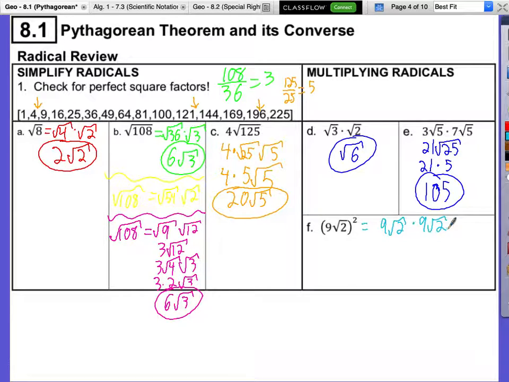So we take the 9 times the 9, the numbers outside the radical, and get 81. And the square root of 2 times the square root of 2 is the square root of 4, which is a perfect square. So what is the square root of 4? 2. Normal 2. And 81 times 2 is? 162.